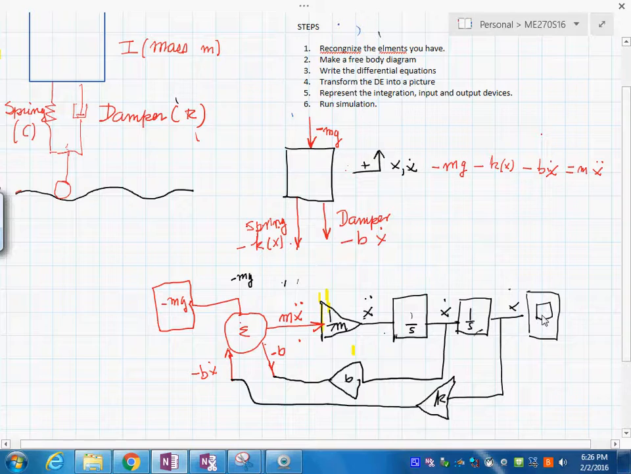It's our task to translate this into Simulink. So I want to give you some tips on how to use Simulink for this purpose.